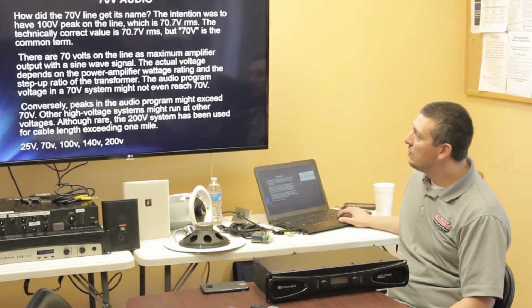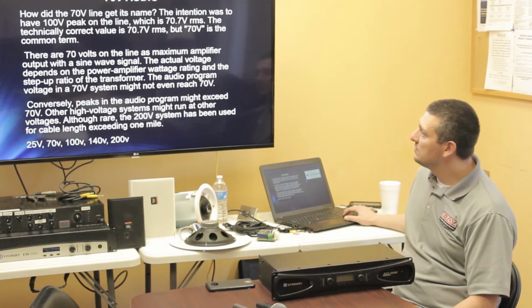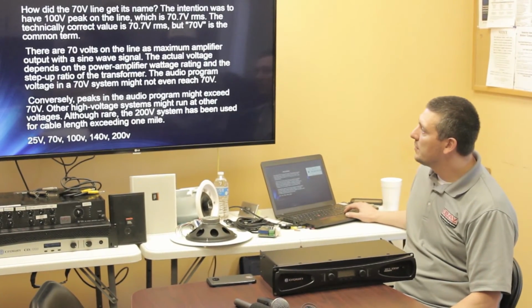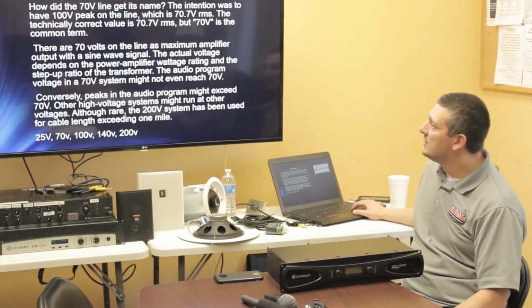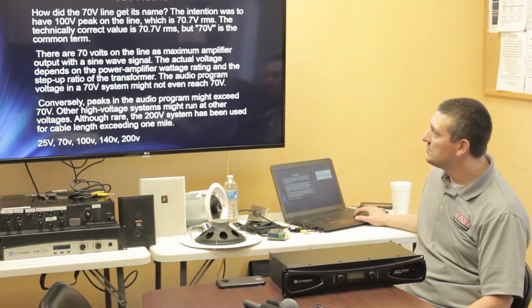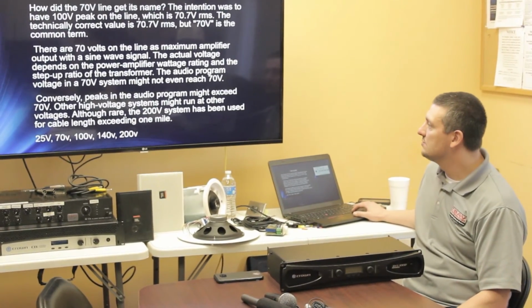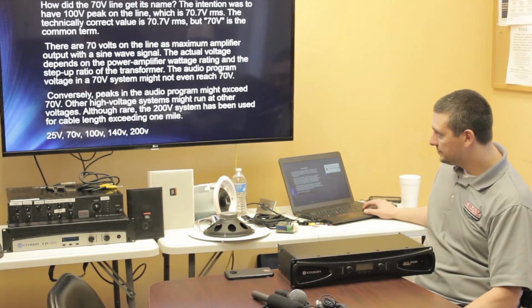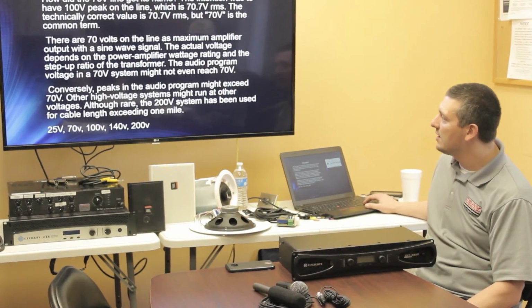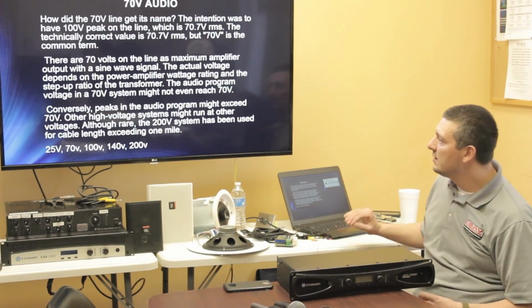So there's 70 volts on the lines as maximum amplifier output with a sine wave signal. The actual voltage depends on the power amplifier wattage rating and the step-up ratio of the transformer. The audio program voltage in a 70 volt system might not even actually reach the full 70 volts. Conversely, peaks in the audio program might exceed 70 volts. Other high voltage systems might run at other voltages.